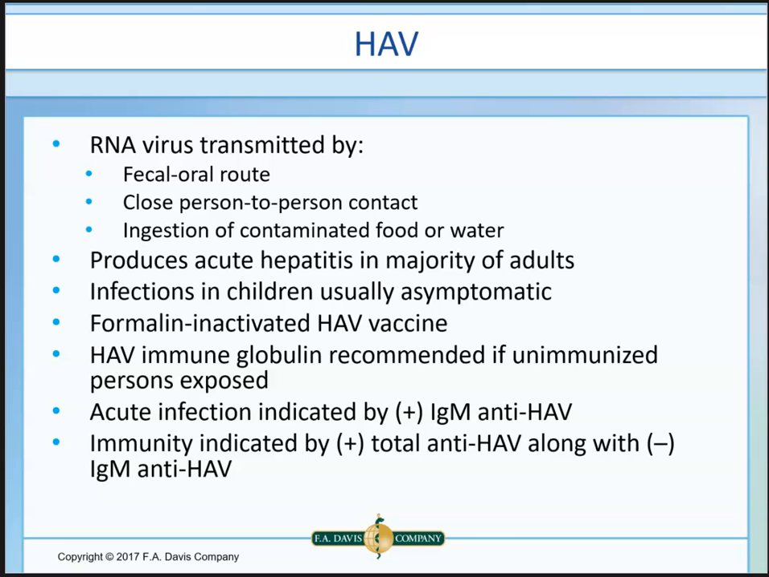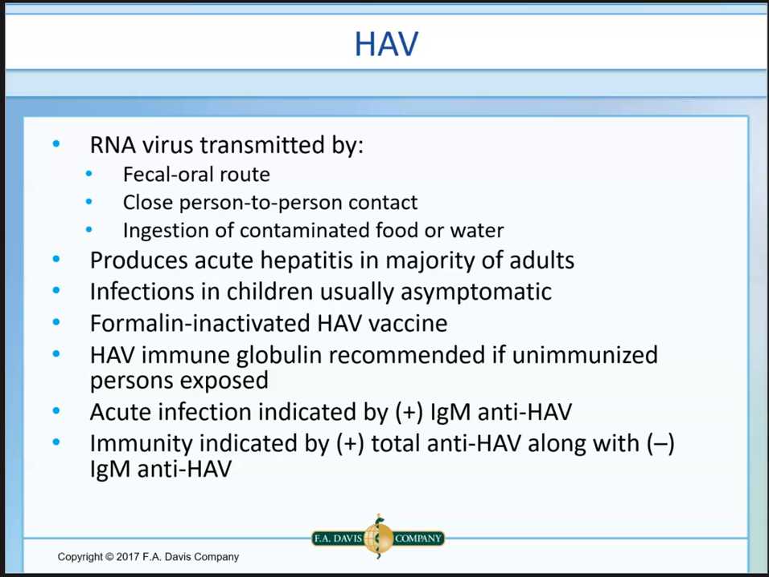If somebody has been exposed, they will give them the actual antibodies. That's why they call it the HAV immune globulin. If they get exposed, it's pre-made, a passive type of immunization. So for an acute infection, what we look for is the IgM is elevated for the HAV.